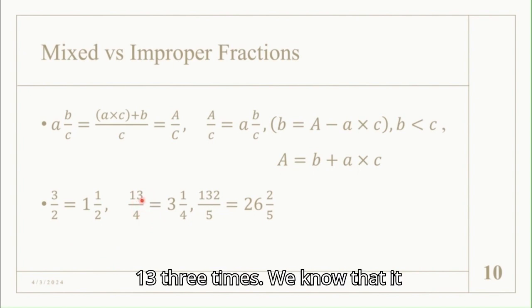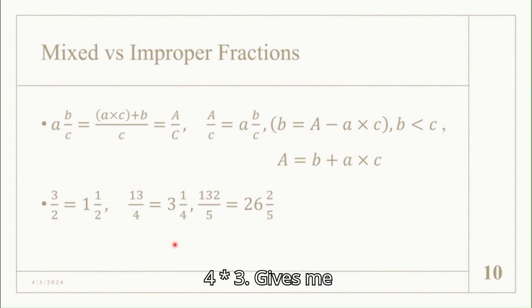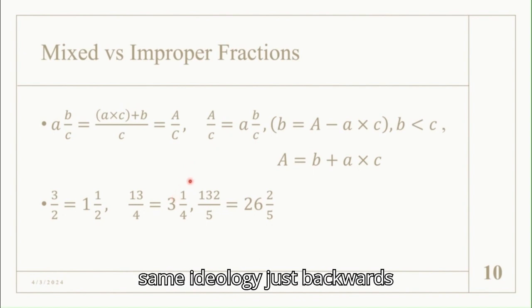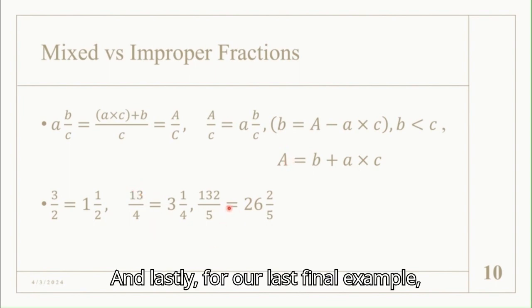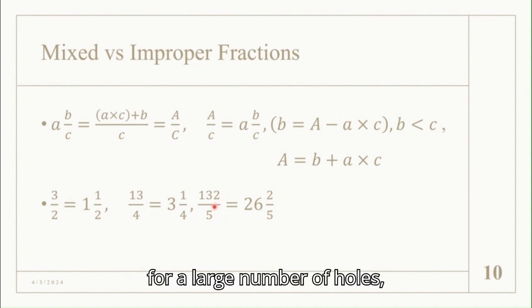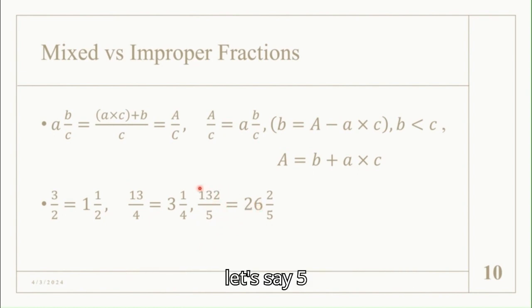And again, we can do this example with 13/4. So 4 goes into 13 3 times. We know that it goes up to 12. And so 4 times 3 gives me 12, but 13 minus 12 is 1. And so I have 1 left over. And so using that same ideology, just backwards, 3 times 4 is 12, plus 1 gives me A, or 13 in this case.